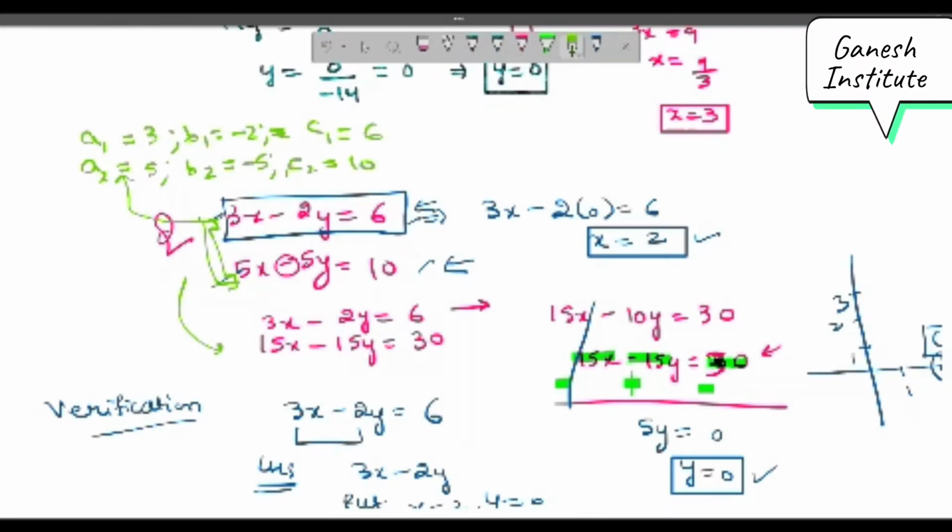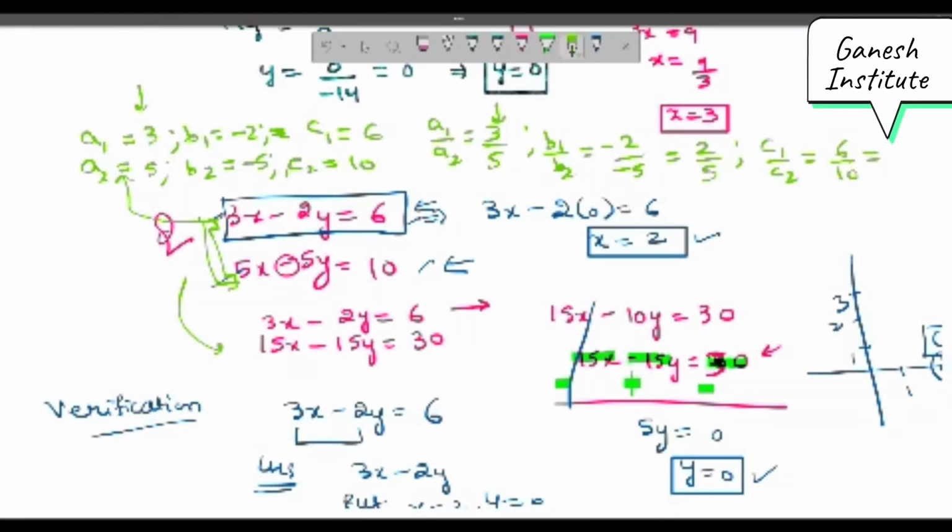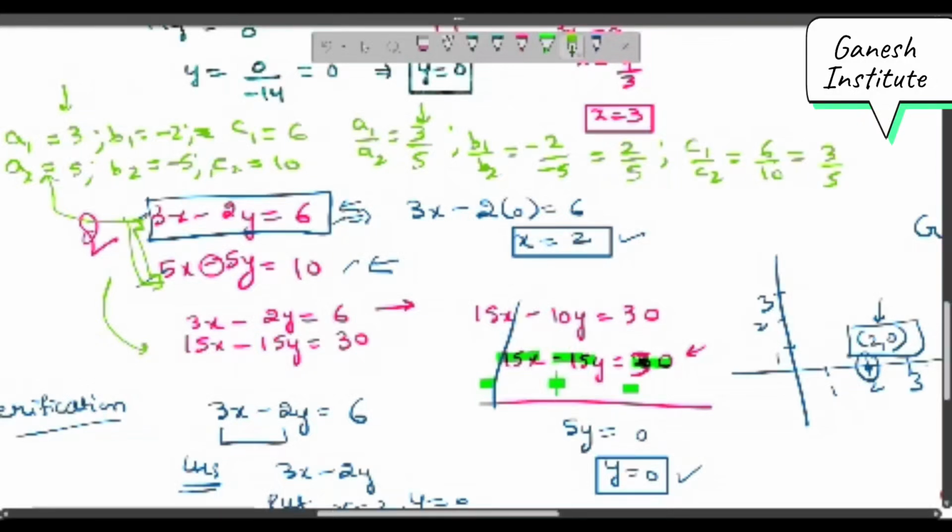So if you do A1 by A2, what will it be? A1 over A2 would be 3 over 5, and you can't simplify that any further. Then B1 over B2 would be 2 over negative 5, which you could just say 2 over 5. And then 6 over 10, which you could simplify to 3 over 5. So can you see none of them is equal?